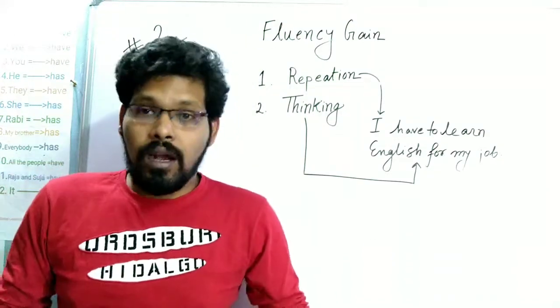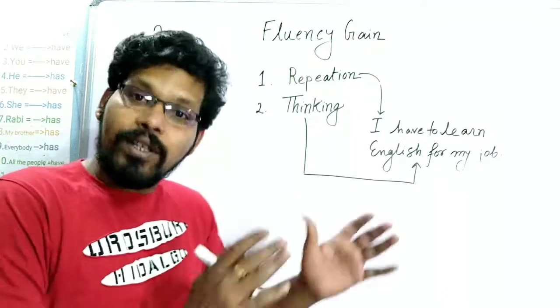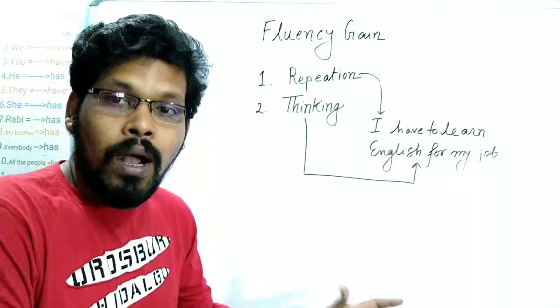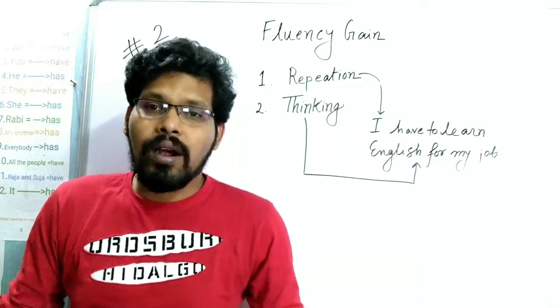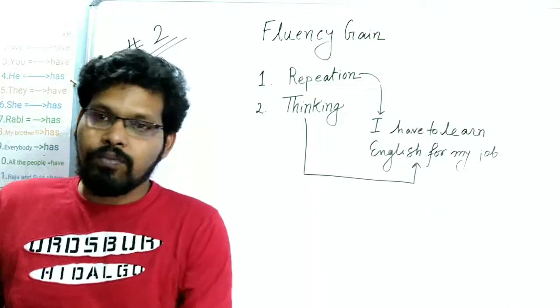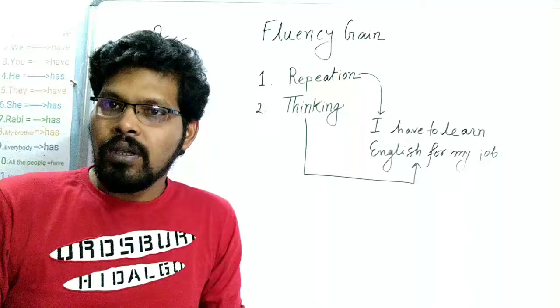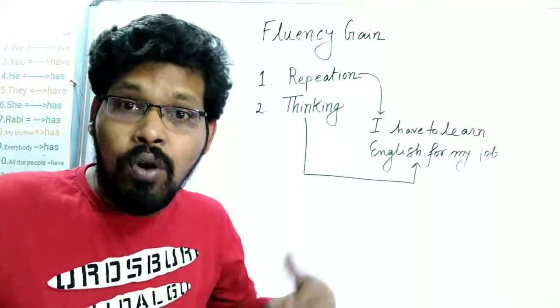I have to learn English. I have to learn English for my job. For my job. I have to learn English for my job. Say it several times. You who are watching the video, say with me: I have to learn English.